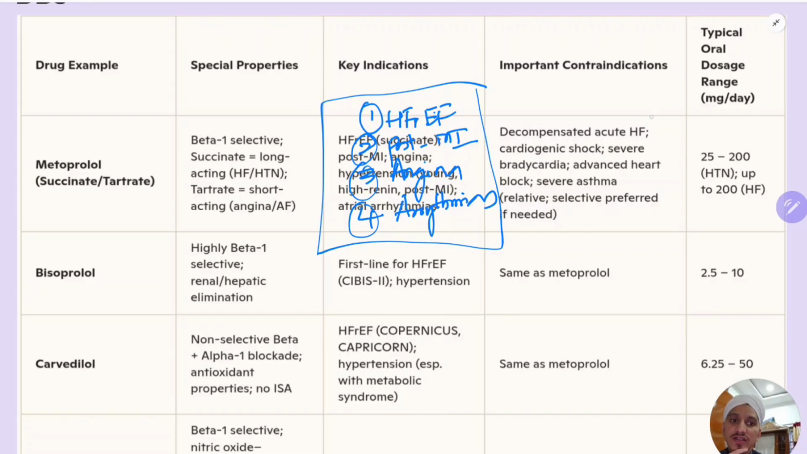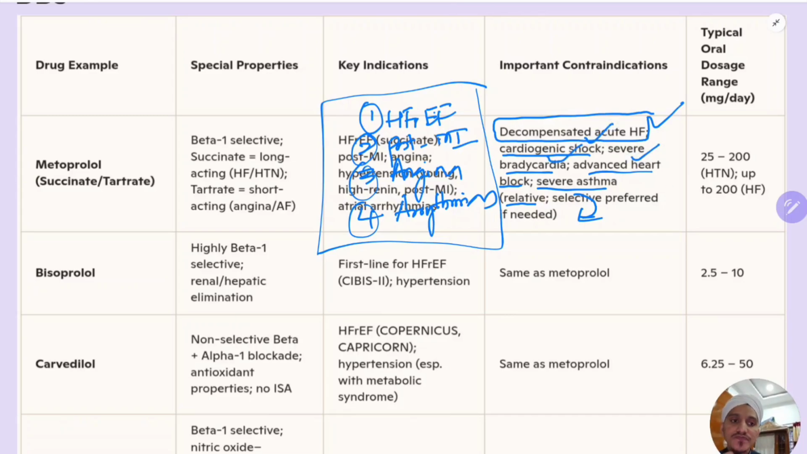What are the contraindications? Decompensated acute heart failure is a contraindication. Any beta blocker you shouldn't use in decompensated acute heart failure, meaning the patient is in acute heart failure and is having symptoms of that. Cardiogenic shock is also a contraindication. When you have shock, BP less than 90, you should not use a beta blocker. Bradycardia is a contraindication. Advanced heart block, AV blocks, is a contraindication. Severe asthma is a relative contraindication, but cardioselective beta blockers you can use in asthma. Main contraindications are decompensated acute heart failure, shock patients, bradycardia patients, and block patients.